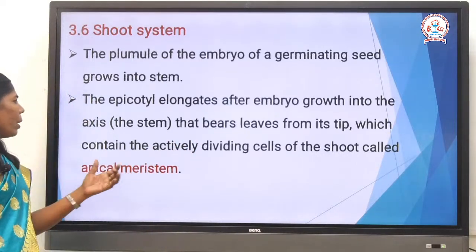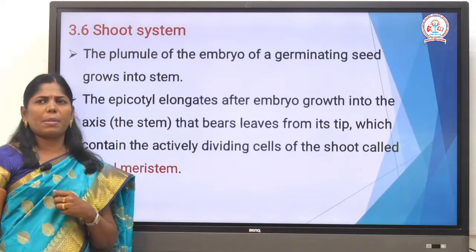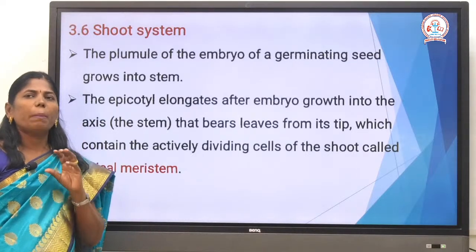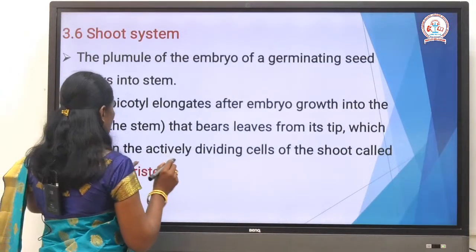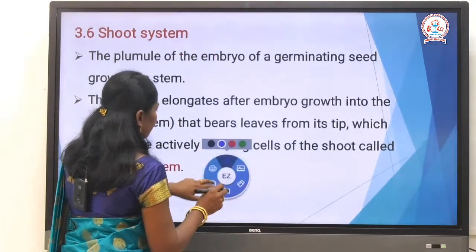How does it give rise to these? Through the apical meristem. So first we must know about the meristem. Meristem means that which is divisible.